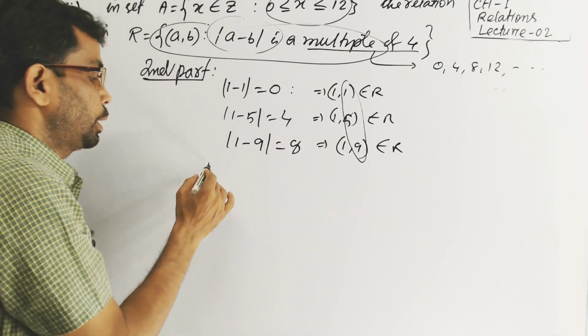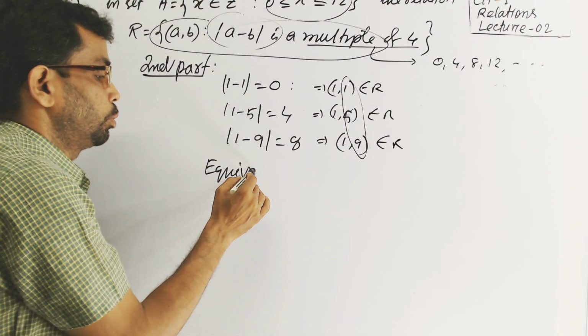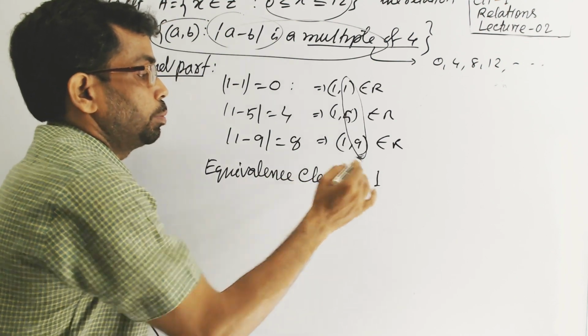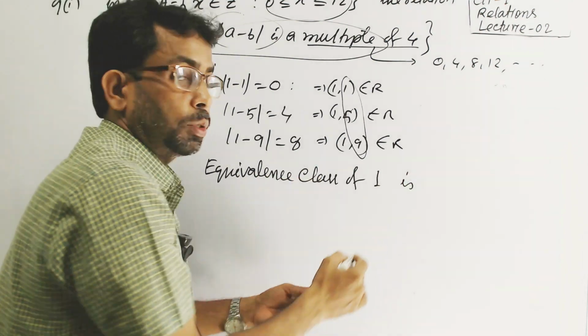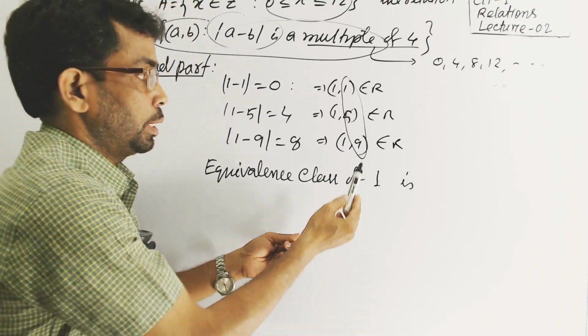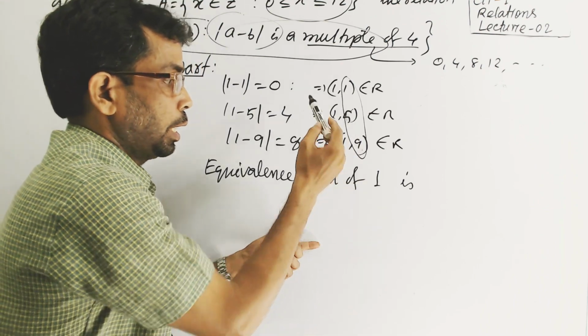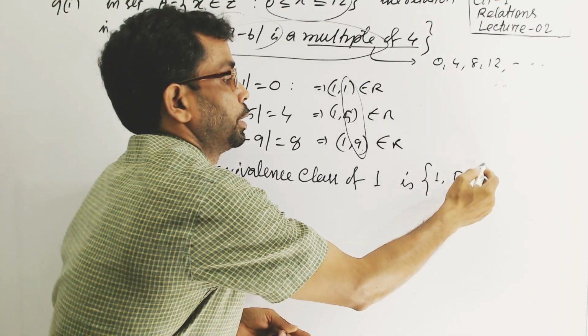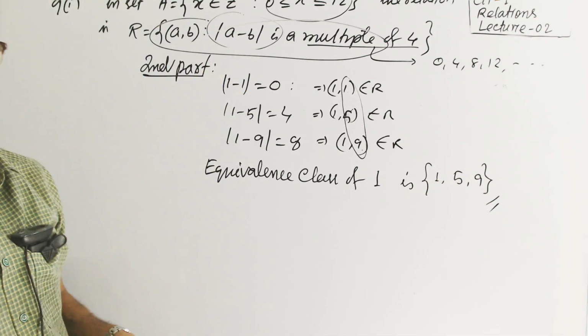So we can say the equivalence class of the element 1 is the set of all those elements related to 1, and here 1, 5 and 9 are related to 1, so it is the set made by 1, 5 and 9. So this is the complete solution to the question.